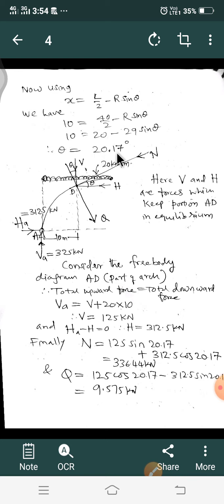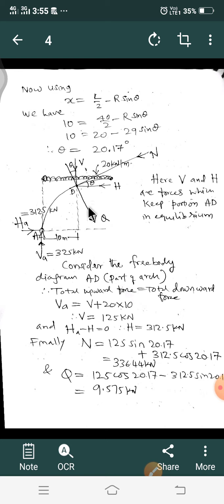Now we have to find out the values of N and Q at D. So at D I am drawing a normal line, normal to the cross section, that is N, and tangential to the cross section, that is the Q value. I have to find out these two. So in order to find out these two values, first our job is to find V and H. So how to find V and H? Consider the free body diagram here.